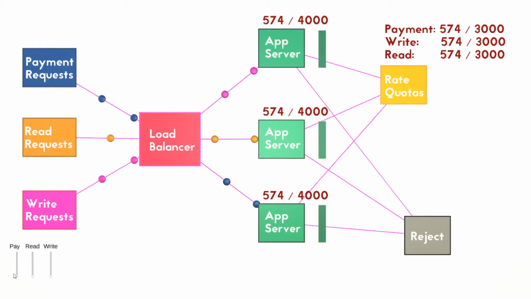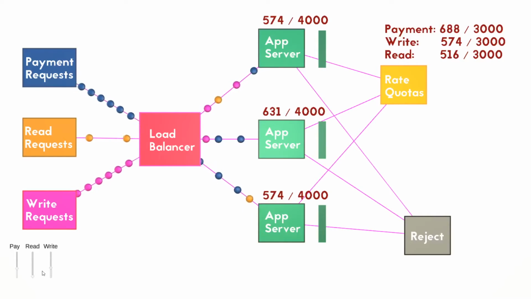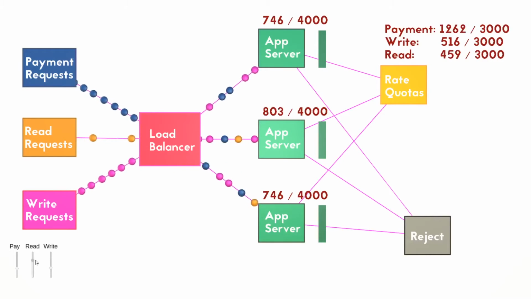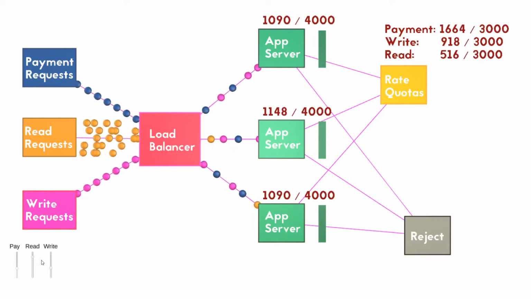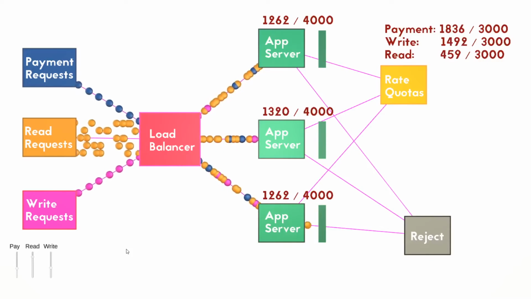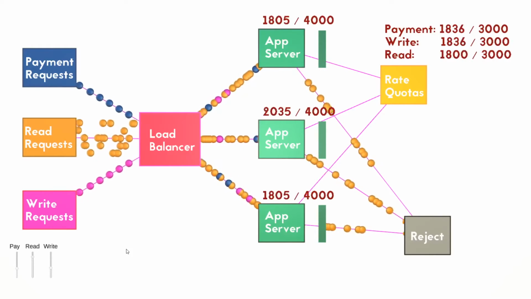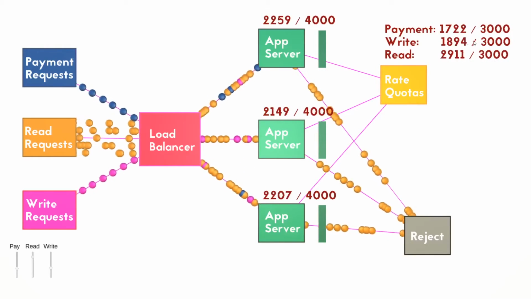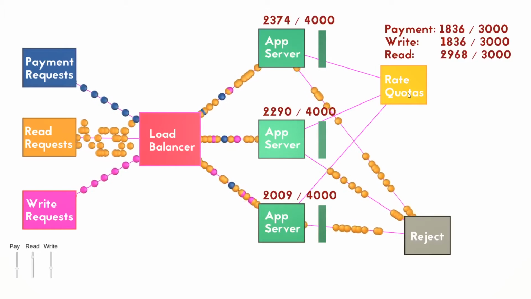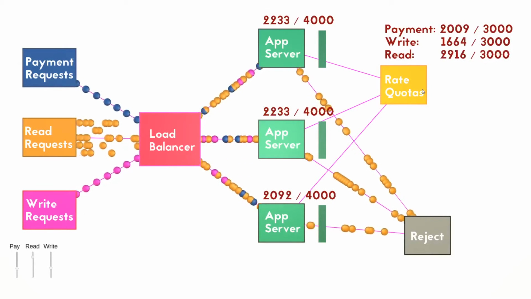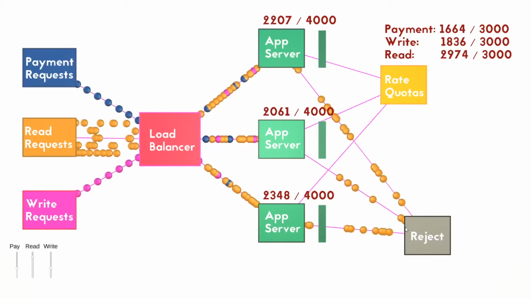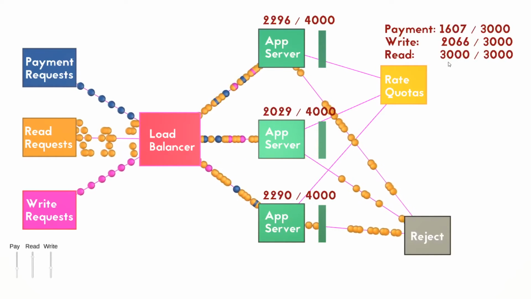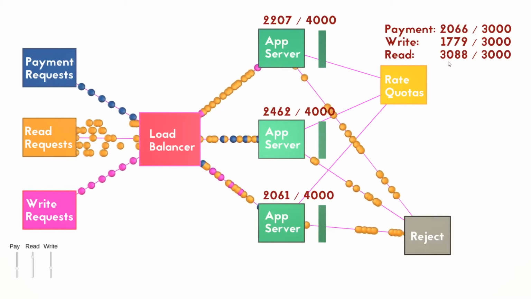Let us see it in action. I'm going to increase the payment service by a little. I'm also going to increase the write requests by a little, and I'm going to increase the read requests by a lot. Now, payment and write overall should remain within their limits, but the read has exceeded its limit, which is reflected in the rate quotas. And hence, whatever is the excess amount is getting rejected. And the numbers that you see on the right are the ones that are getting processed.